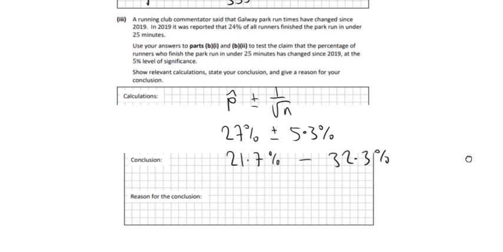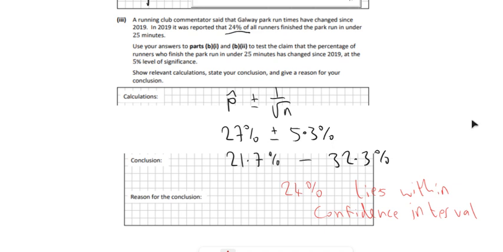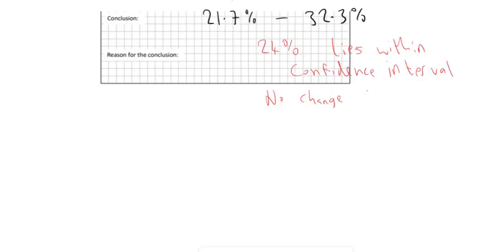Therefore, if we look back up at the claim at the top, the running commentator said that Galway run times have changed since 2019. It was reported in 2019 that 24% of all runners finished the park run. So we can see then that 24% lies within the confidence interval. And therefore there's no change to the percentage who finish in under 25 minutes. So that's our conclusion then. If the percentage was outside of the confidence interval, then there would be a change. It would be far enough away then for us to consider it to have changed overall. So that's it. That's all we have to do for question 7 then.